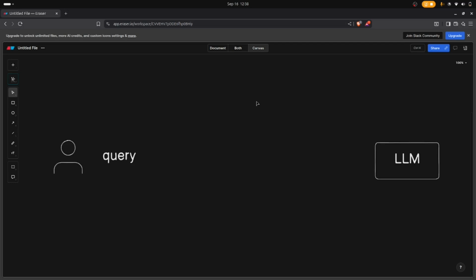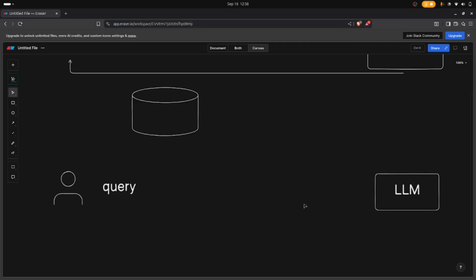Now I need to provide some context to this LLM. How do I provide context? To provide the context, I need to create a database. This is the database, and the special database that we use in this scenario is called a vector database. A vector database stores data in embedding format, which means that it stores data in numerical format. You might have your data about your startup or about your house in HTML format, in PDF format, or in a CSV file.